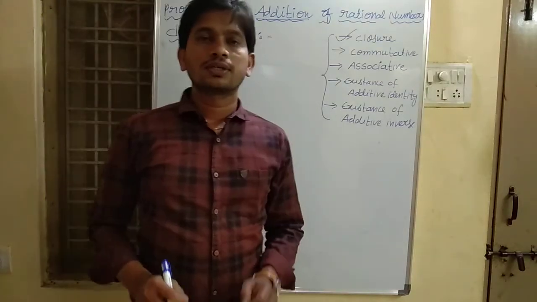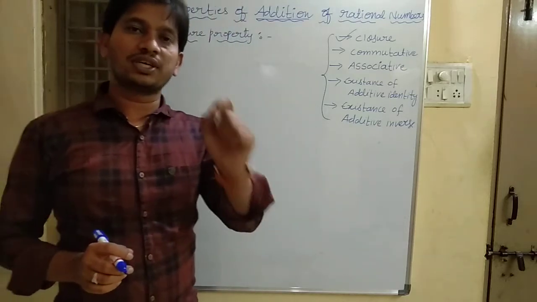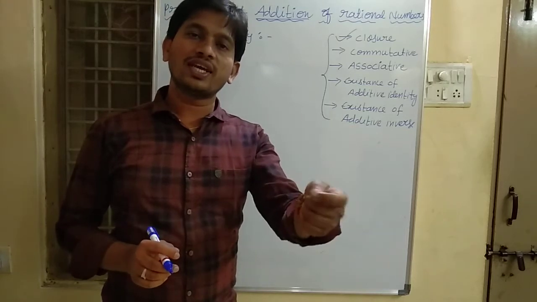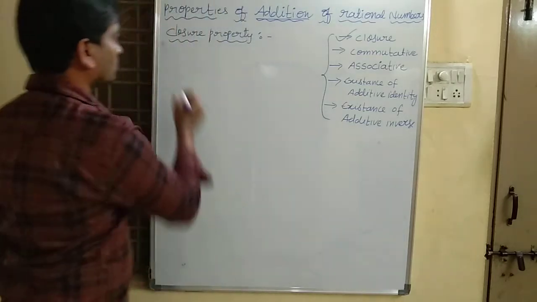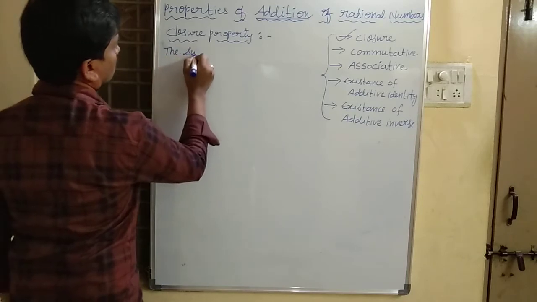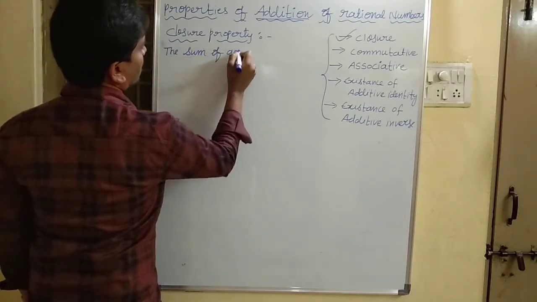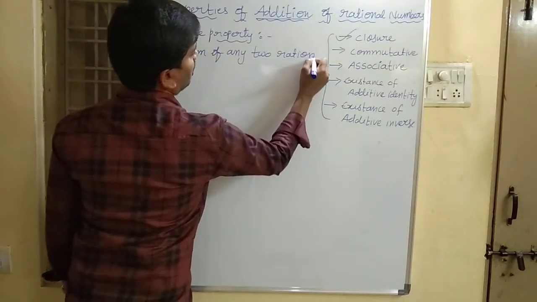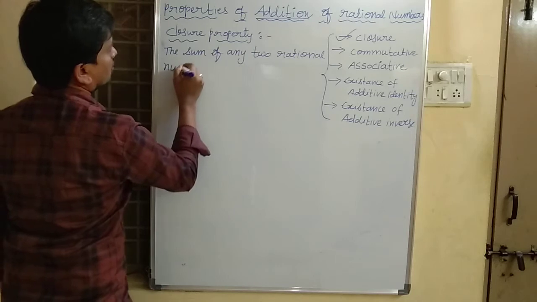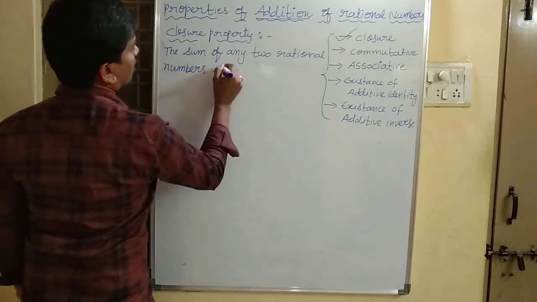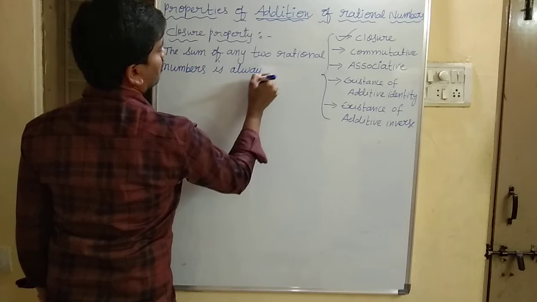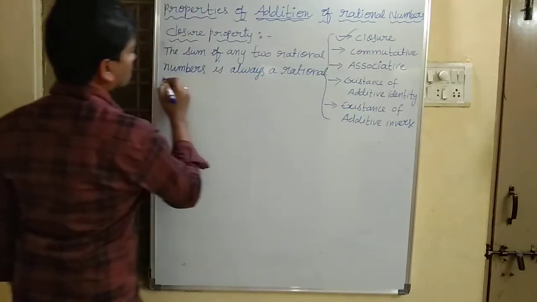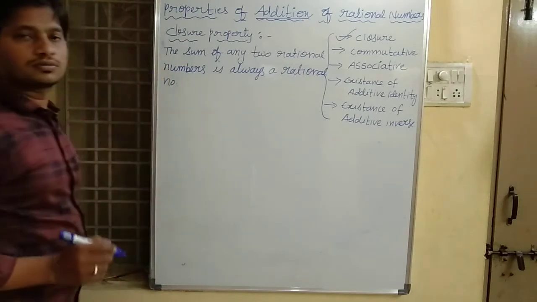The sum of any two rational numbers is always a rational number only. The sum of any two rational numbers is always a rational number.